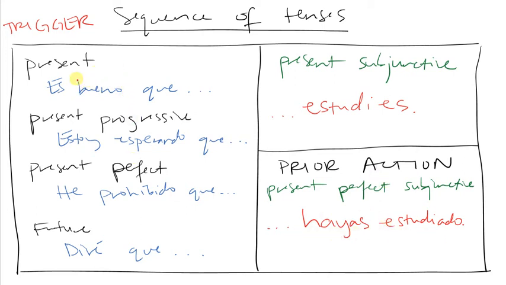So if you remember, you start your sentence in the present tense, but you're talking about the past, you have to use the present perfect subjunctive. You can't use any other form of subjunctive. Okay, you need to use the present perfect subjunctive if you're talking about something that happened in the past or that happened recently. If it's a prior action, then you're going to use the present perfect subjunctive. Okay.